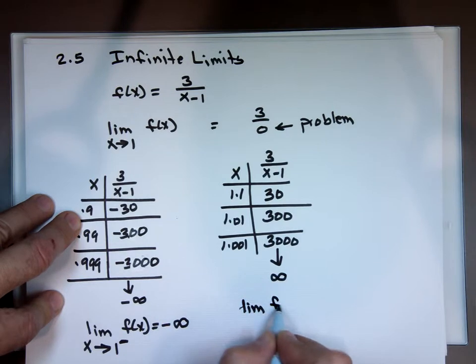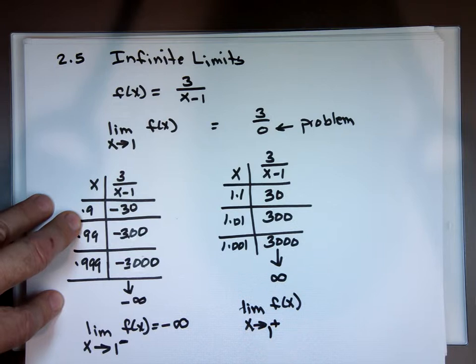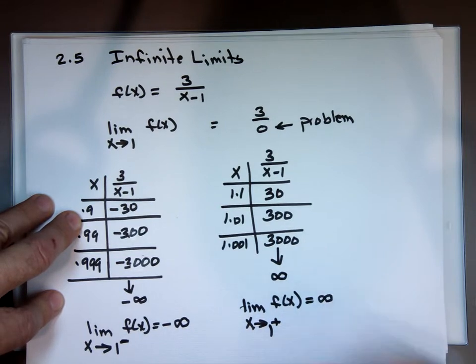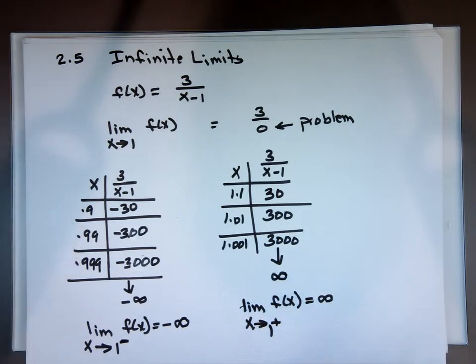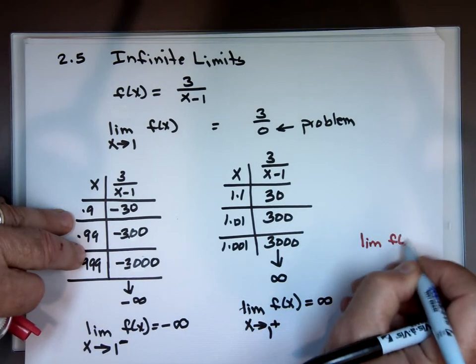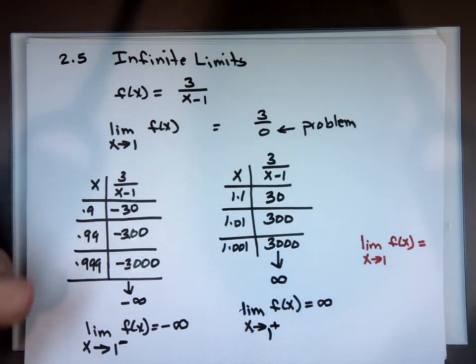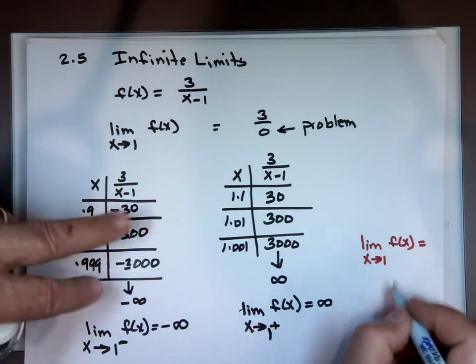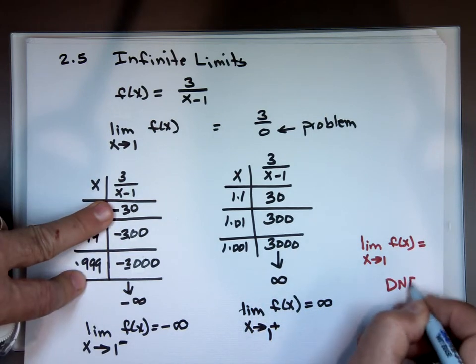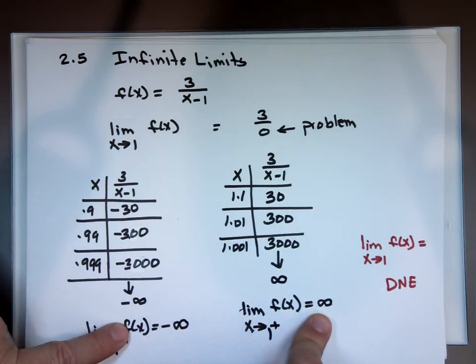So now they're going to be specific: positive infinity or negative infinity. From the right side, the answer is infinity. If the question is again, what's the limit of f of x as x approaches 1? What is your answer? Infinity. How about does not exist? Why does not exist? Because they don't match. Yes.